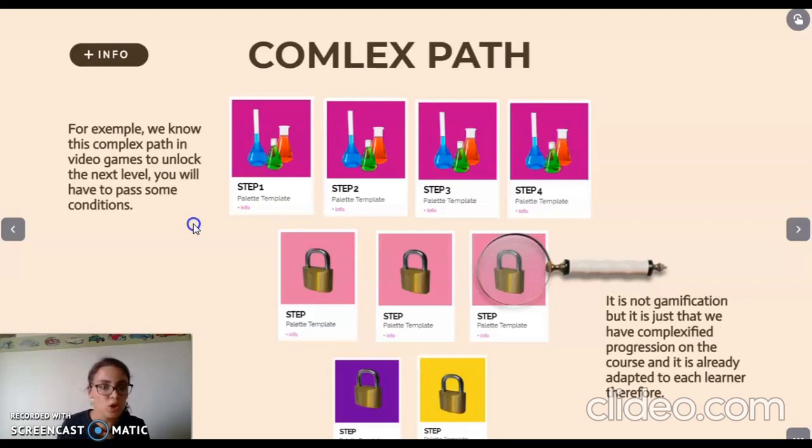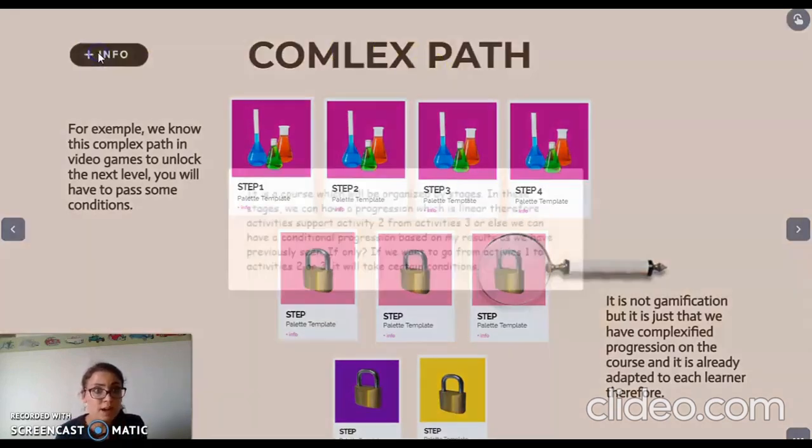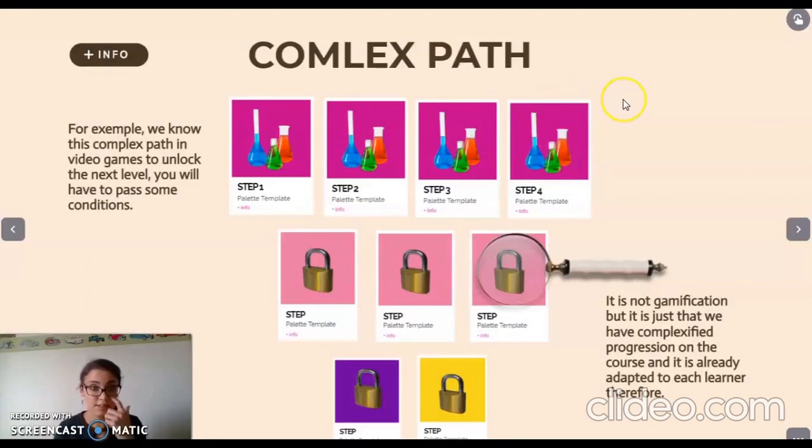What are the conditions? You have to pass these four, for the first four steps. And it's not gamification, because we have just complexified the progression on the course, and it's already adapted to each learner beforehand. This is the third one, and maybe I can say that the complex path is not exactly adaptive learning, but there is something in common, we can say.